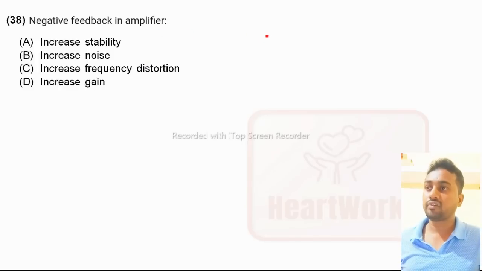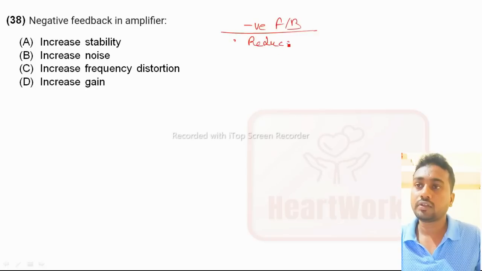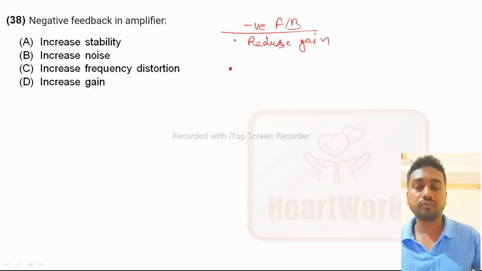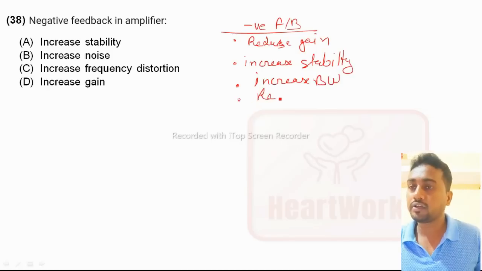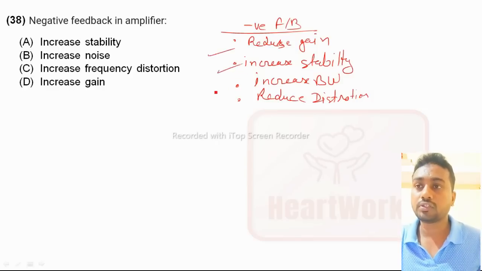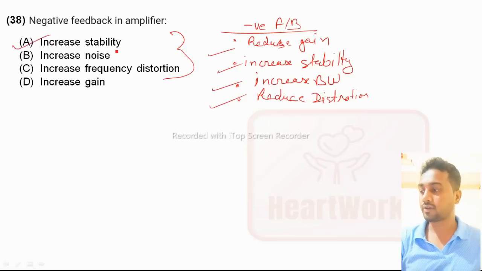Negative feedback amplifier. If we talk about negative feedback amplifier properties, in a negative feedback amplifier, it reduces gain, it increases stability, it increases bandwidth, and it reduces distortion. So in this option only, increase stability is given. So option A is the right answer.